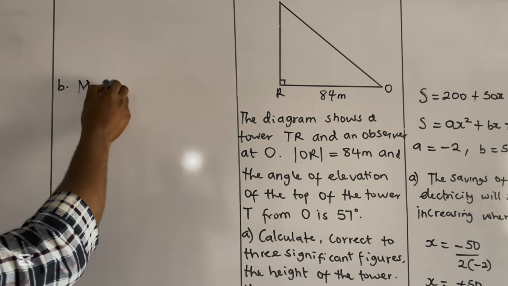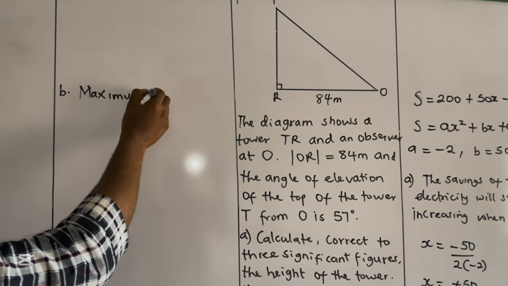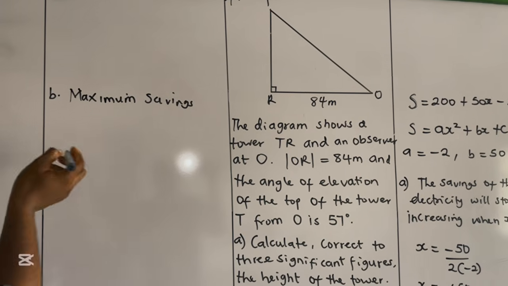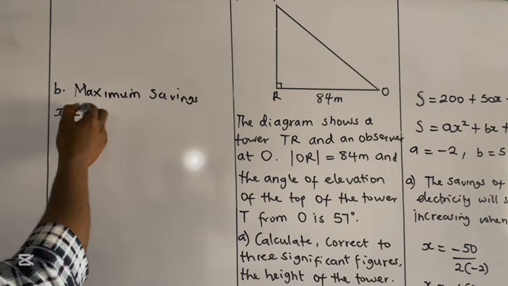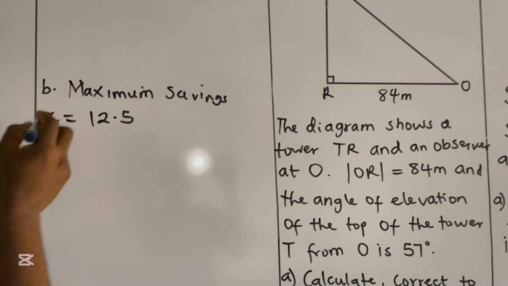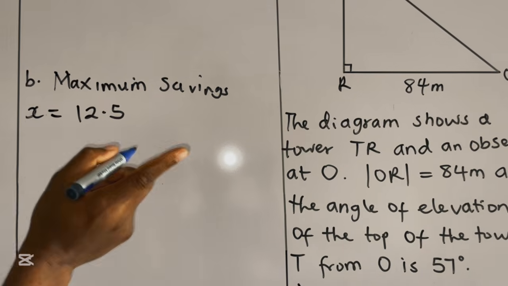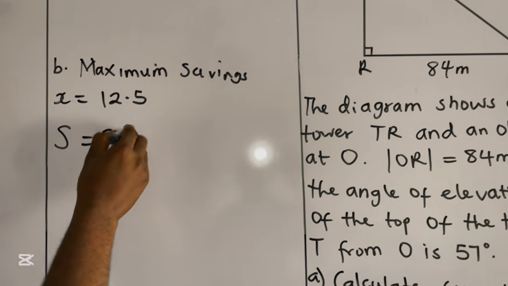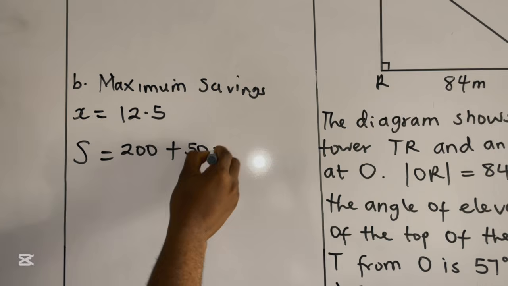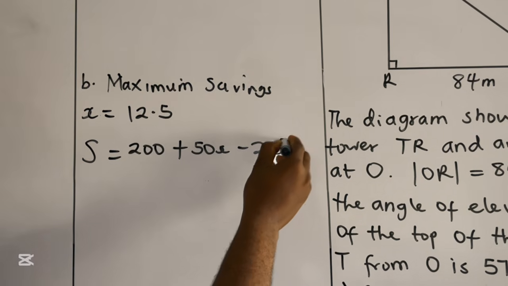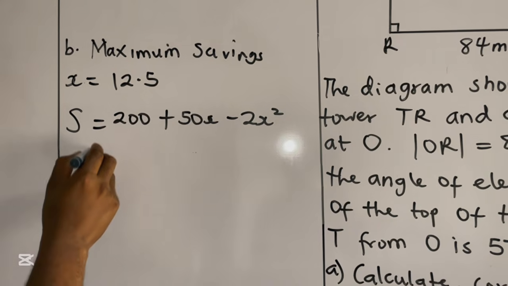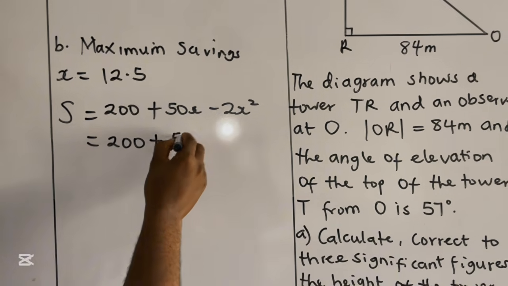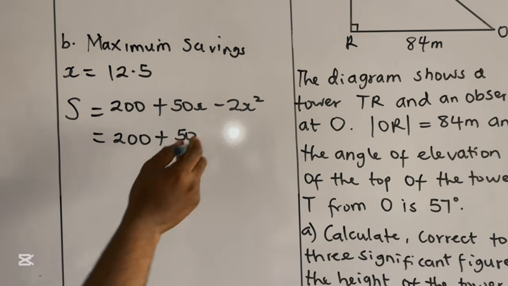Maximum savings. Don't forget that x is 12.5. So don't forget the equation that we have been given. S is equal to 200 plus 50x minus 2x squared. So in this case now, we have 200 plus 50. I'm going to substitute x in here.